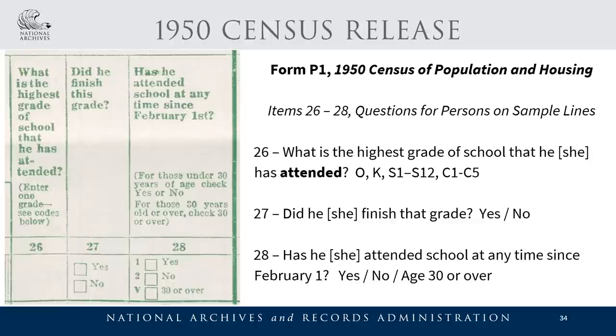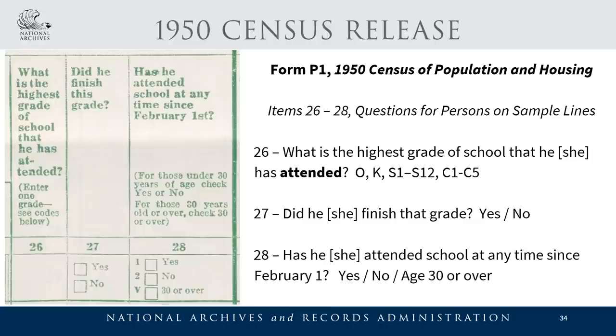In 26, what was the highest grade of school that the person attended? The codes, which are given at the bottom of each sheet of the census, are 0, such as for very small children, K for kindergarten, S1 through S12 for grades 1 through 12, and C1 through C5 for college. 27, did he or she finish that grade?